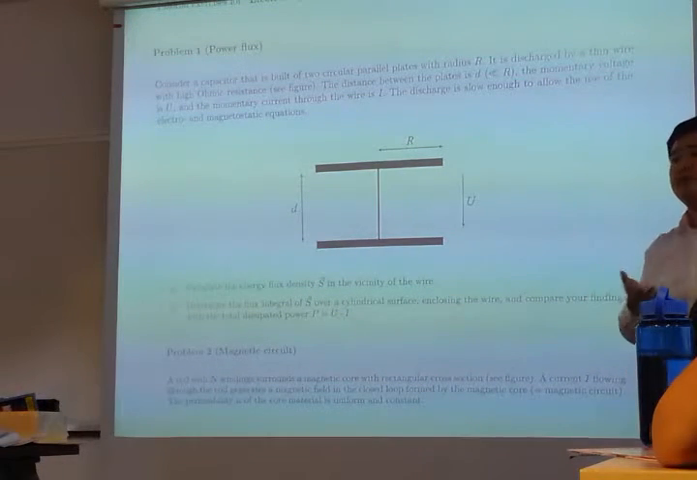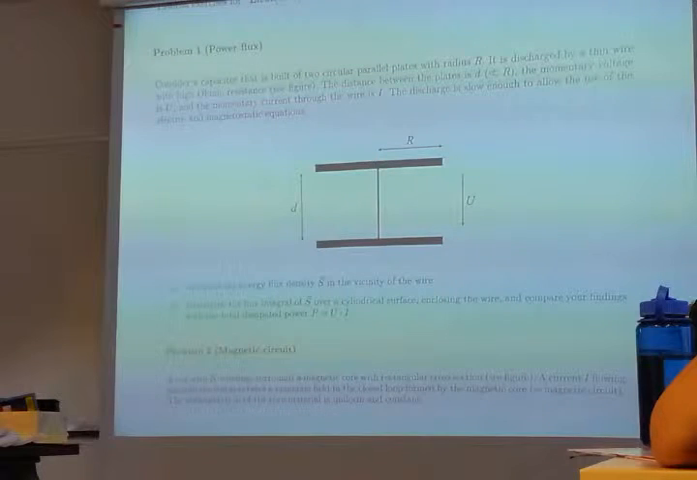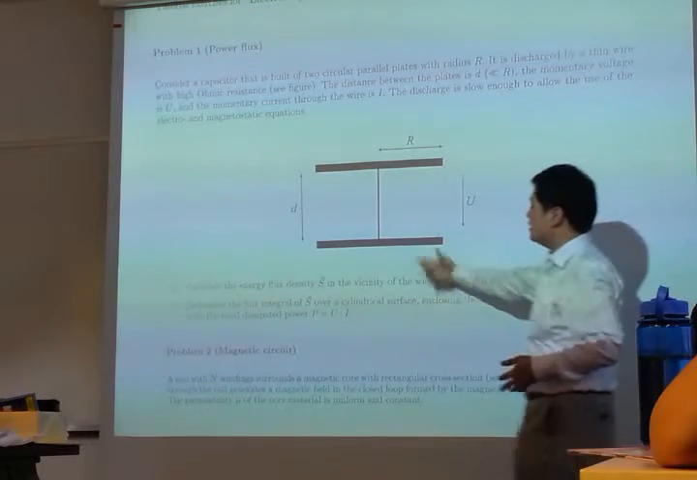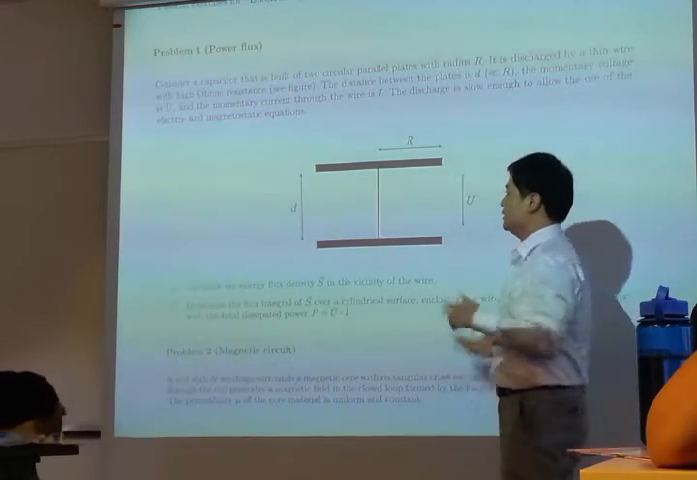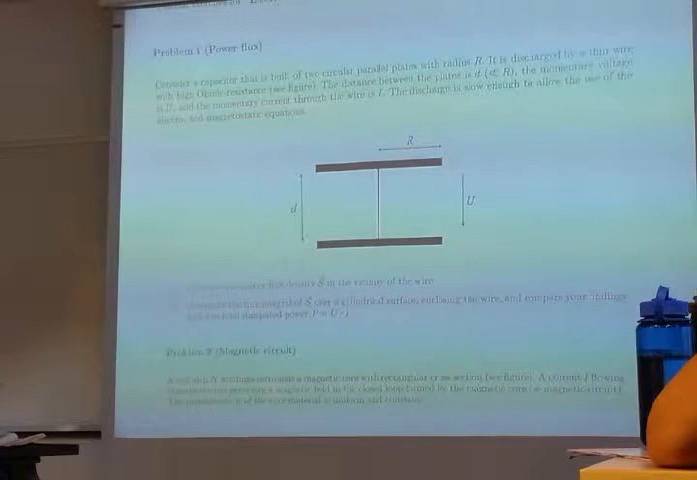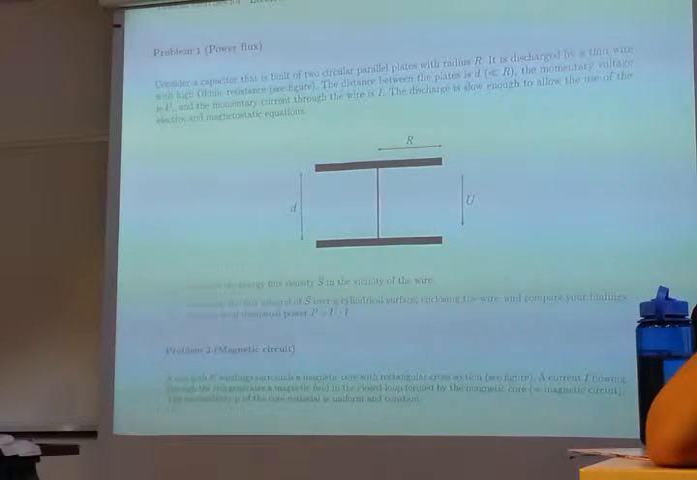So why is it momentary? Because this thing is going to change. You're discharging, so this voltage is going to drop. At this moment, when I see it is U, I have the distance and I have the radius. And what else? They also give you the current, that is I.